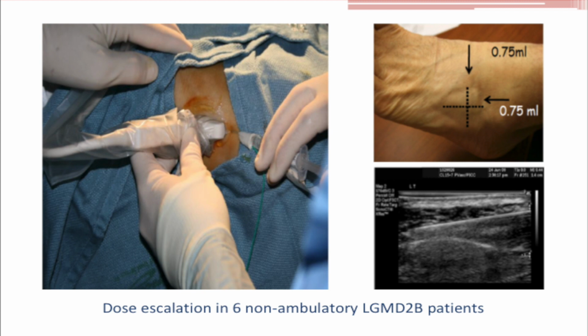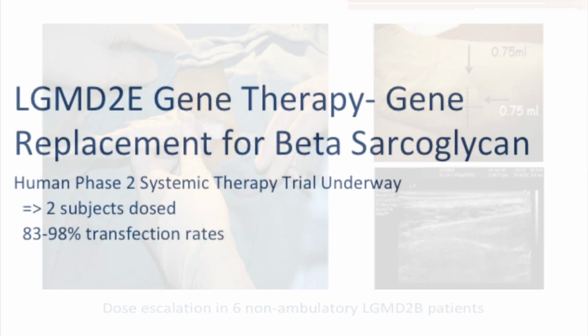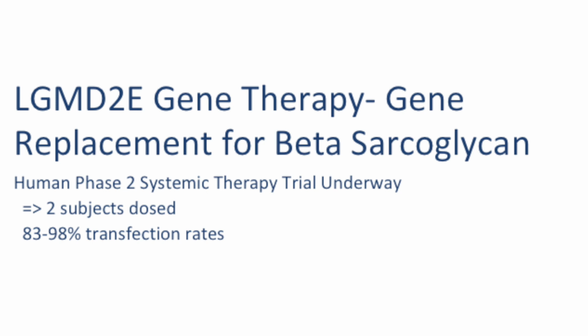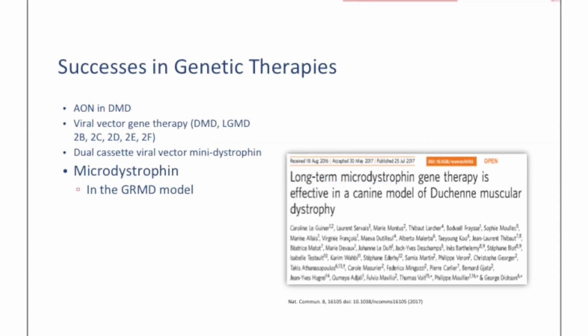and starting last year and then this year, we've started systemic gene therapy for phase 2 in humans. 2 subjects have been dosed, and the transfection rate in tissues has been 83 to 98%, so that means 83 to 98% of the muscle fibers in the tissues that have been sampled are producing protein product, and so it should be improving them. And in the animal model, we'll show you a little bit about how much it's showing effectiveness. And so this is where I'm going to end, with microdystrophin.